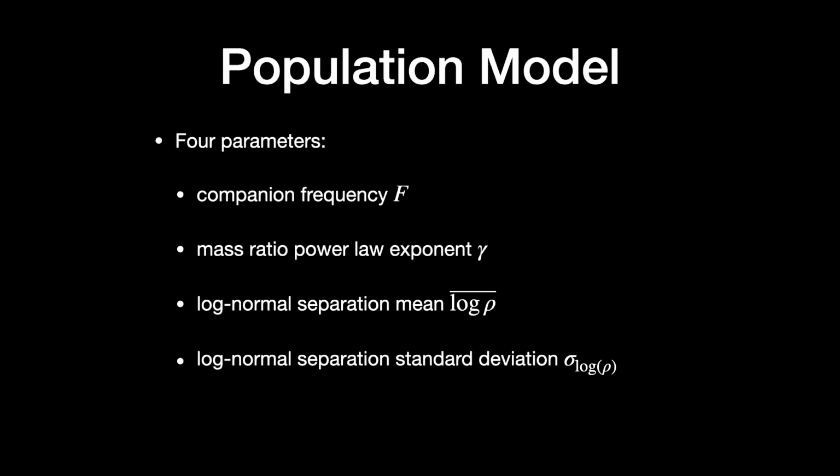We can now fit this with a population model. This is a fairly commonly used population model with 4 parameters: an overall companion frequency, so how likely is something to have a companion. This can actually be greater than 1, in which case it's a triple rather than a binary. We model the distributions in mass ratio and in separation as a power law, so Q to the gamma, and a log normal, so a Gaussian in log space over separation, which has a mean and a standard deviation.